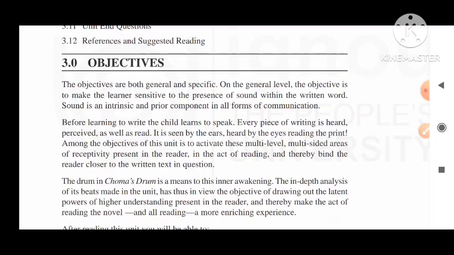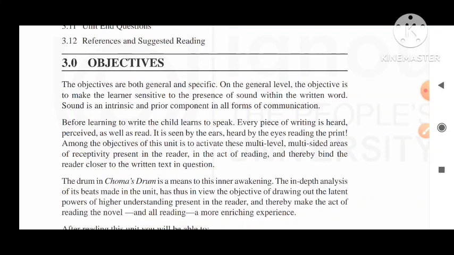The objectives are both general and specific. On the general level, the objective is to make the learner sensitive to the presence of sound within the written word. Sound is an intrinsic and prior component in all forms of communication. Before learning to write, the child learns to speak. Every piece of writing is heard, perceived as well as read. It is seen by ears, heard by the eyes, reading the print.